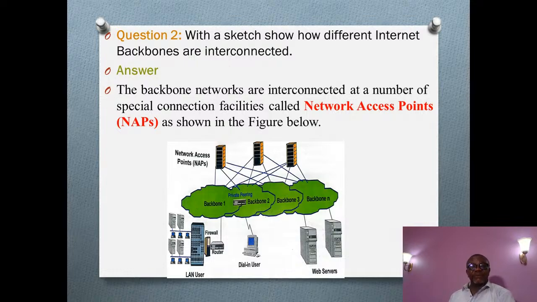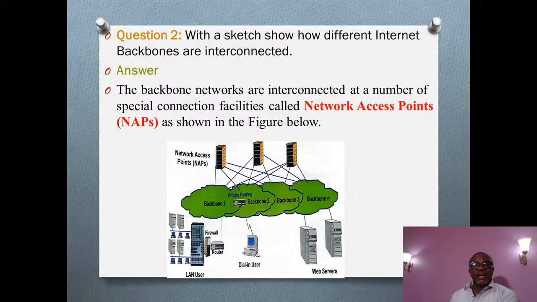You have dialing users, you have the routers, you have the local area networks that connect to the backbones. So when they connect, let's say to backbone 1, if it is looking for an information and that information is not contained in the backbone 1, through the NAP, network access points, that request can be routed to another backbone so that it can look up for that information in that backbone.